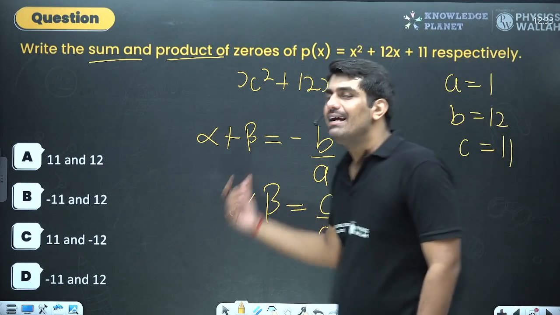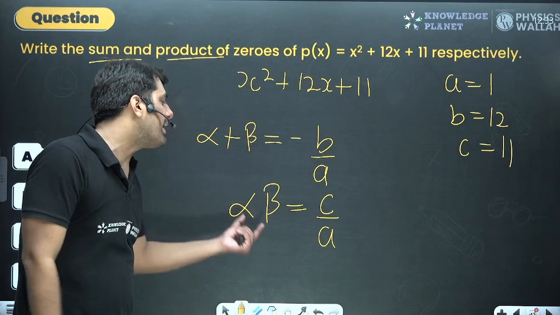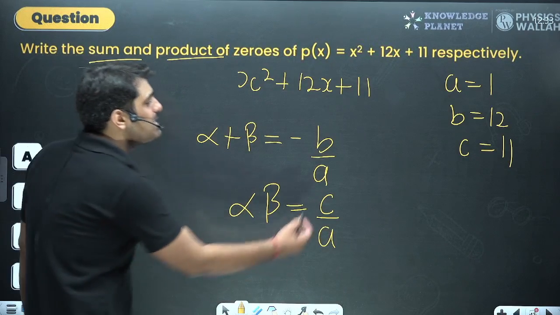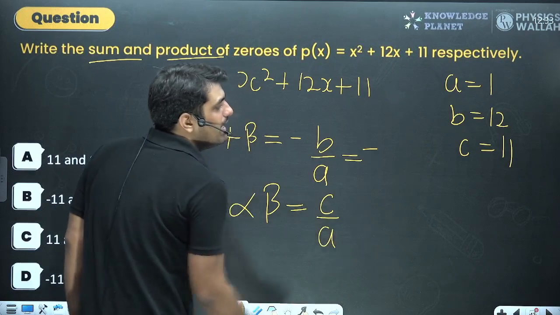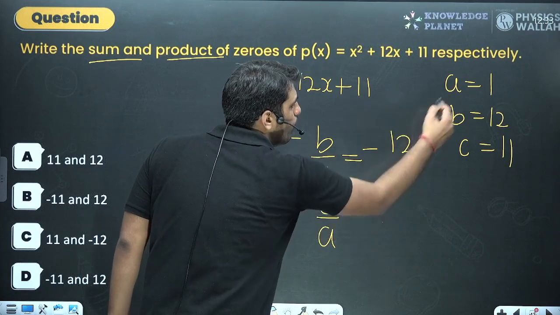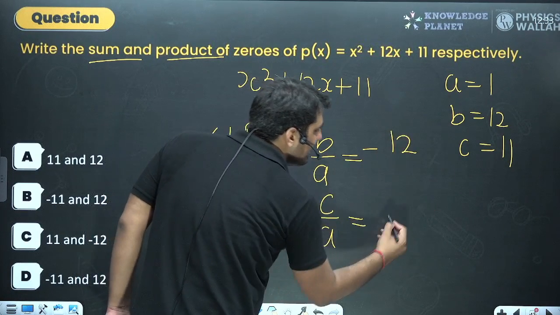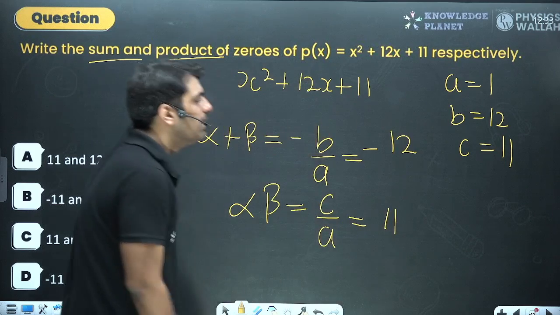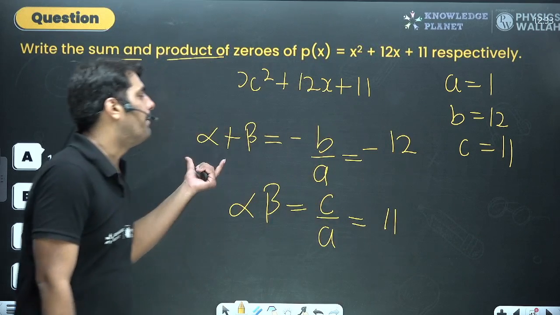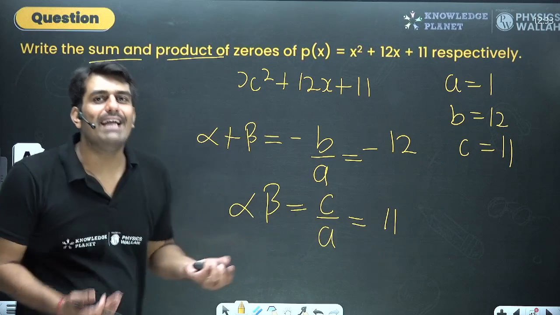Now, putting it in the alpha plus beta part and the alpha into beta part. So minus b by a. The minus sign will always remain. B is 12, a is 1, so minus 12. C is 11, 11 by 1 again 11. So minus 12 is the sum, 11 is the product, and that is what they are asking.